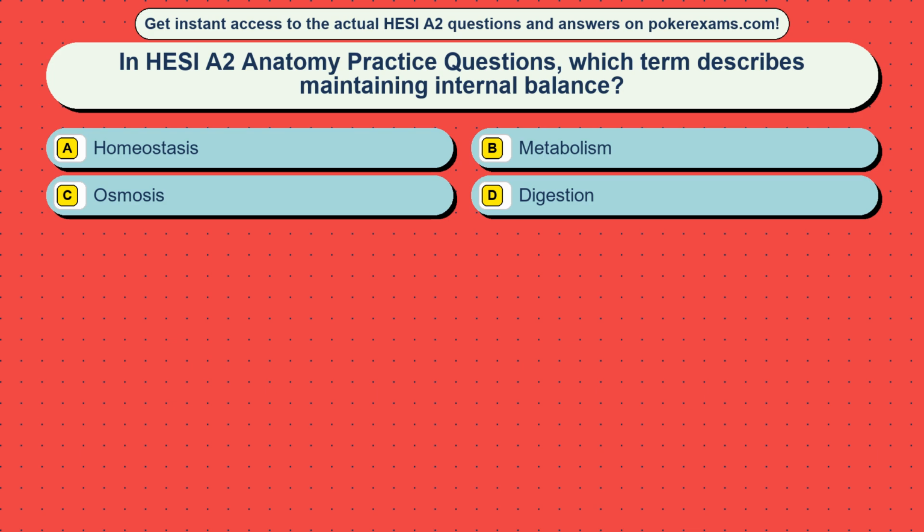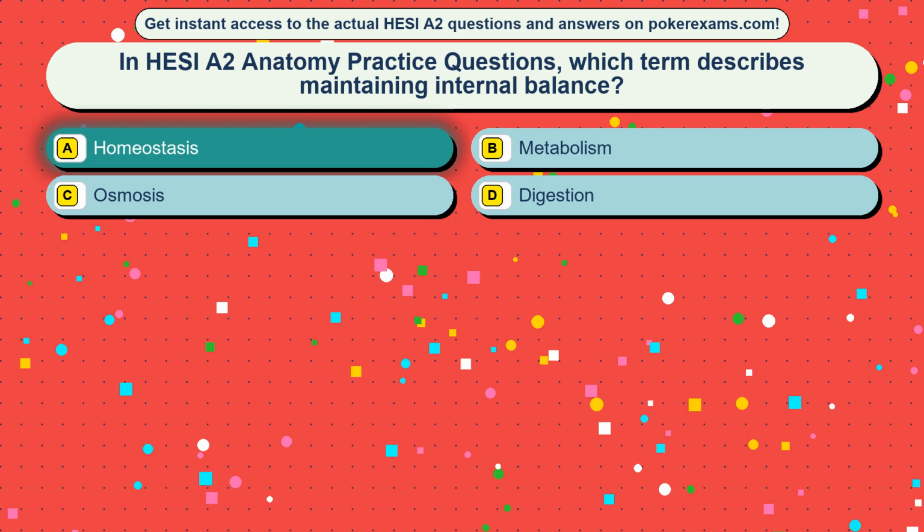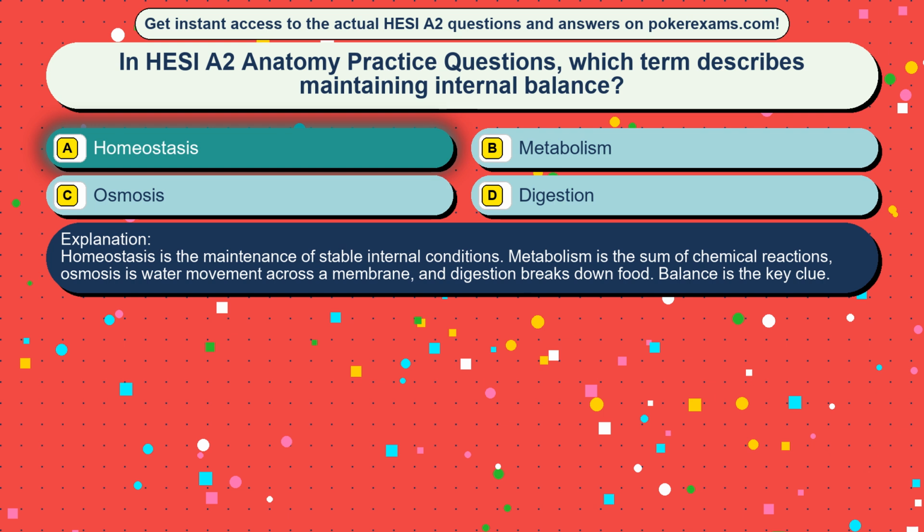Option B, the metabolism. Option C, osmosis. Option D, digestion. The correct answer is option A, homeostasis. Homeostasis is the maintenance of stable internal conditions. Metabolism is the sum of chemical reactions, osmosis is water movement across a membrane, and digestion breaks down food. Balance is the key clue.